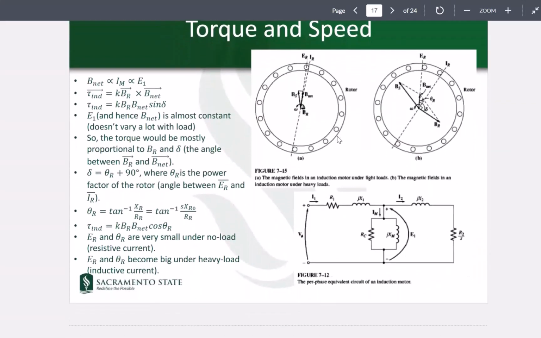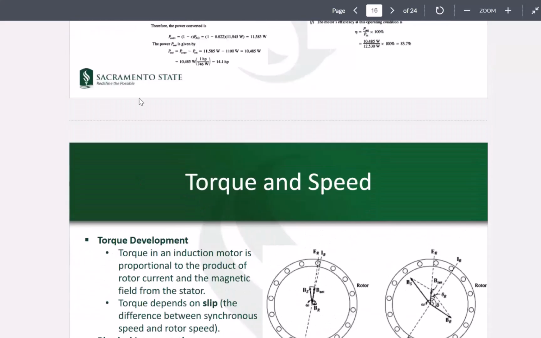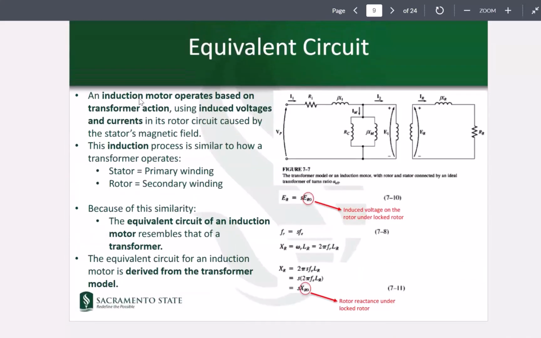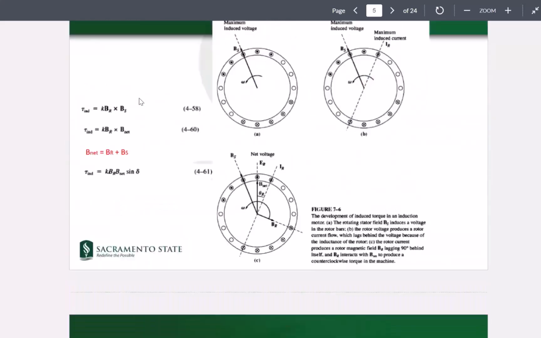And remember why we want to use that? That's because the tau, or the electromagnetic torque, was K times BR times B net, right? Or K times BR B net sine of delta. Now, B net being almost constant, K being constant, this means that tau induced would be dependent on BR times sine of delta. That's what I was trying to reach. So that's why we're using this representation of tau induced much more than the other representation, because we had two equations. You go back here.